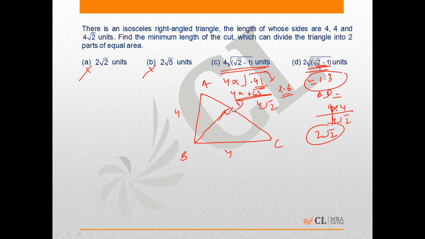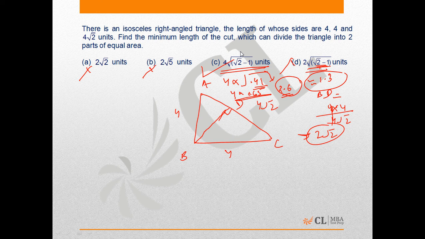One thing should also be noted here, our cut of the minimum length would not be very less compared to 2 root 2. It has to be very near or close to 2 root 2, and if we look at options C and D, option C is close to 2 root 2, but option D is very far from this figure, so option D in that way cannot be our answer. Therefore option C is the correct answer.